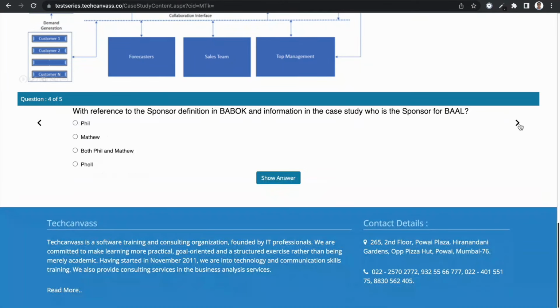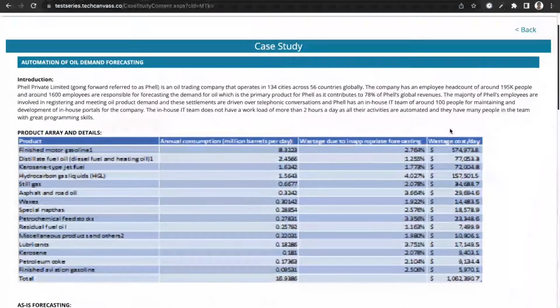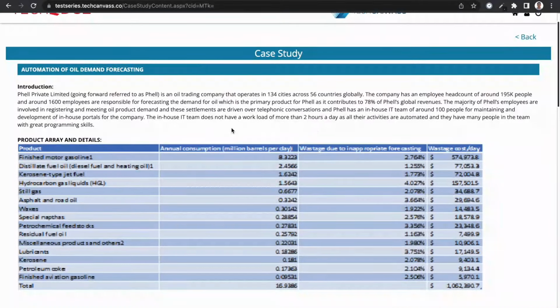Let's look at the fourth question. This question says, with reference to the sponsor definition in BABOK and information in the case study, who is the sponsor for BAEL? Here we may need to go to the case study and find the section where there is a mention of stakeholders like Phil and Matthew. So you have to find out which section can help you with this information.